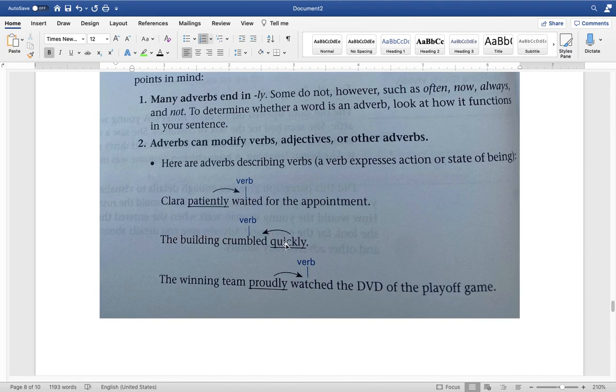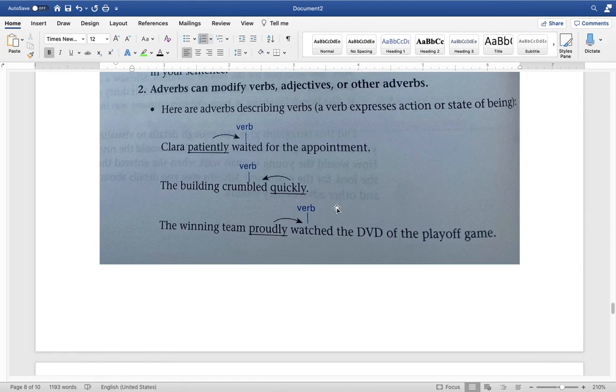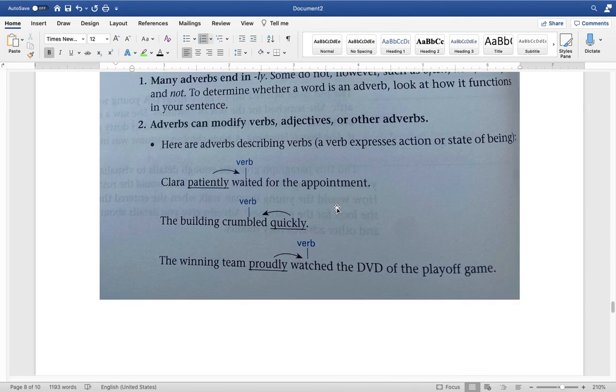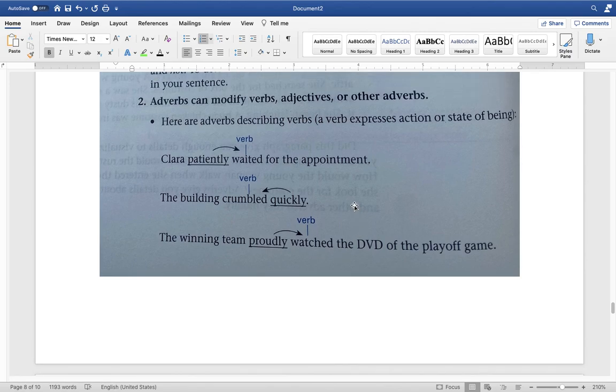The fact that this is at the end is driving me crazy. The building crumbled quickly. I'm like, no, it doesn't go there. It should go before crumbled. The building quickly crumbled. So I don't like that. That's an example because I think it's a poor example of where an adverb should go. It's technically, I would say that's grammatically incorrect. Sorry, textbook. I am going to disagree with you at times.